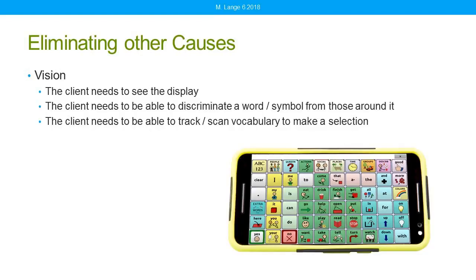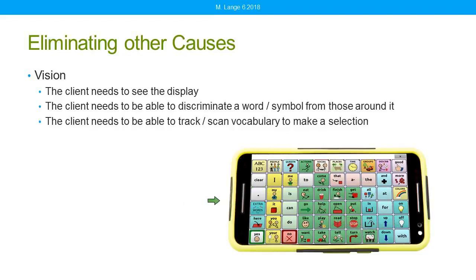And then finally, vision. Vision's a huge one. The client needs to be able to see the display. They need to be able to discriminate what a word or symbol is so that they know this is what I want to say. They need to be able to discriminate it from those icons or words around it. And the client needs to be able to track or scan their vocabulary to make a selection. So the client has to look at all their choices before they decide, oh, I want that one.